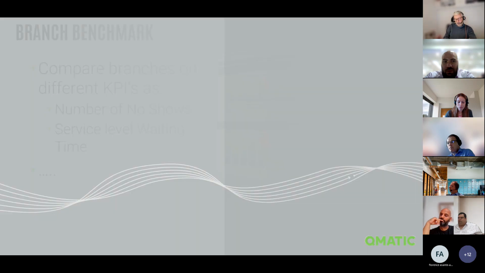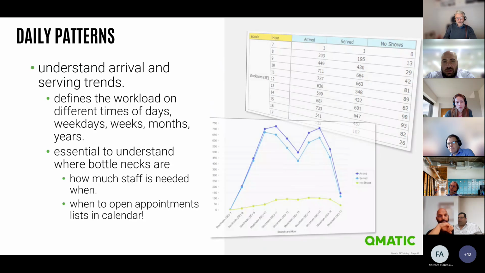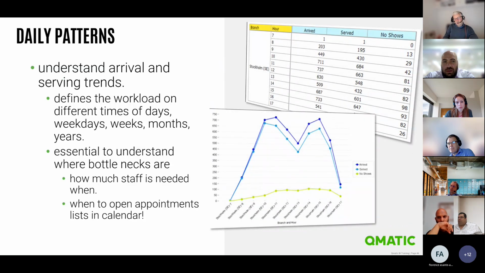So I have some examples here, and I don't even remember all of them. I will skip this one. So I looked at this one as daily patterns. How many people walk in, when, at what hours of the day, how many customers arrive, how many were served, and how many were no-shows. Those already very often give me quite a lot of insights on how one branch compares to another. I think I'm going to show you this in real life, so let's not spend too much time on this one.